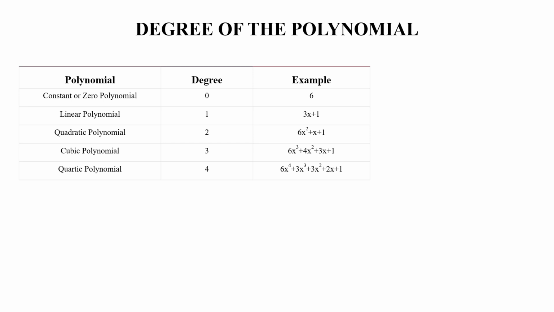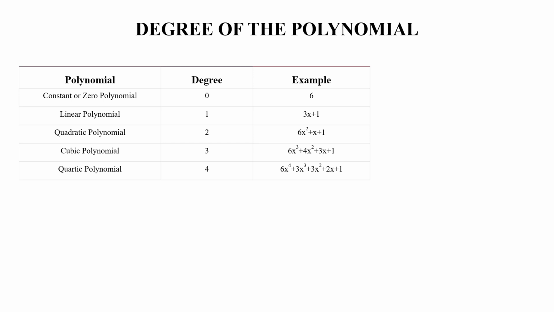A linear polynomial has two terms, 3x plus 1. In the expression 3x there is no visible power, but we can't say it is zero. There is some power behind it, and that power is 1, a single power. That's why 3x plus 1 is a linear polynomial.